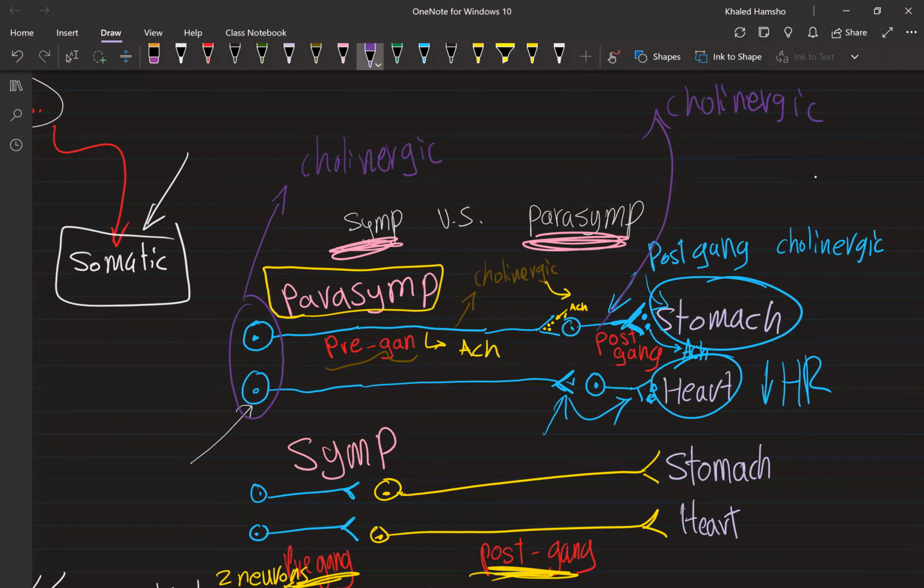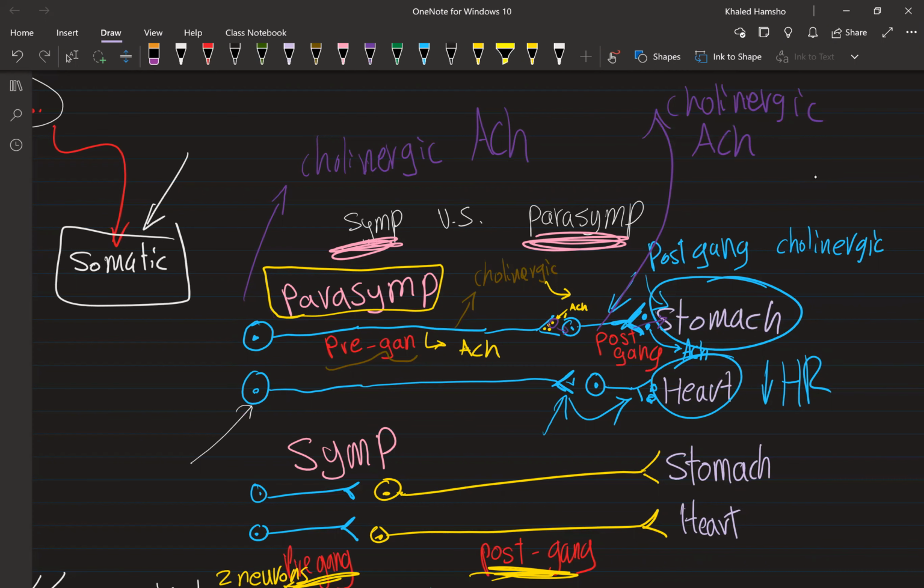Now we'll discuss the differences between these two neurons a bit later. They have to do with the receptor that acetylcholine binds to. Once acetylcholine is released from this neuron over here, it binds to a receptor on the next neuron or the next organ. Depending on what that receptor is, it'll dictate its function. So we'll discuss that in just a minute.